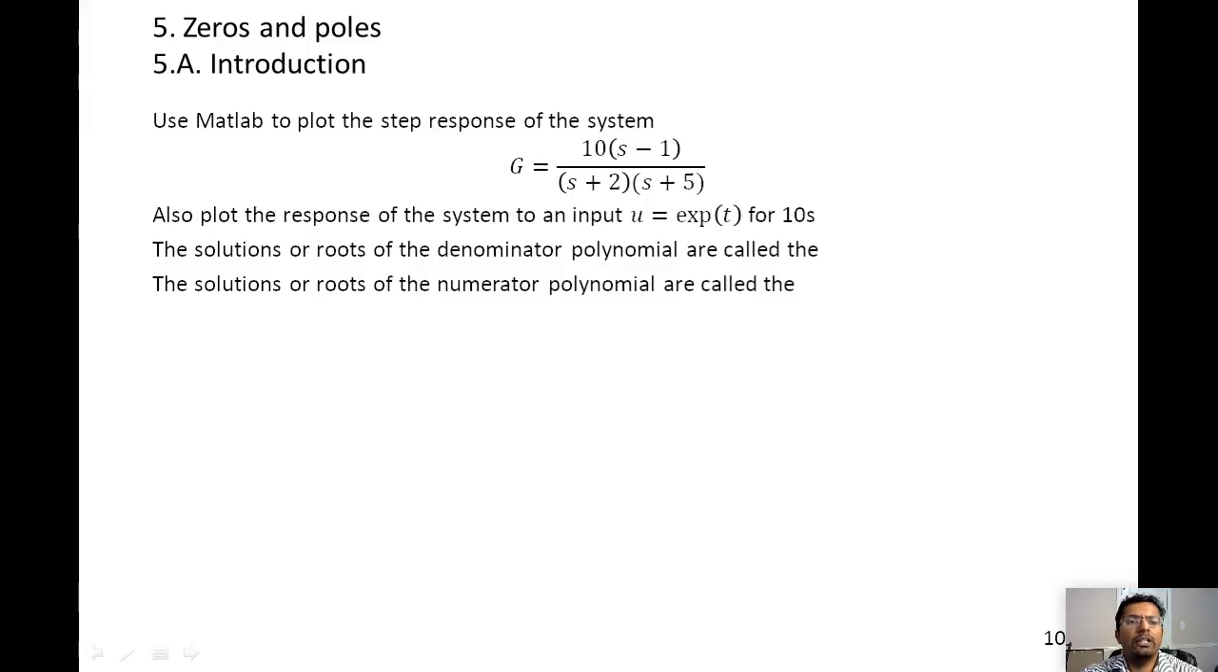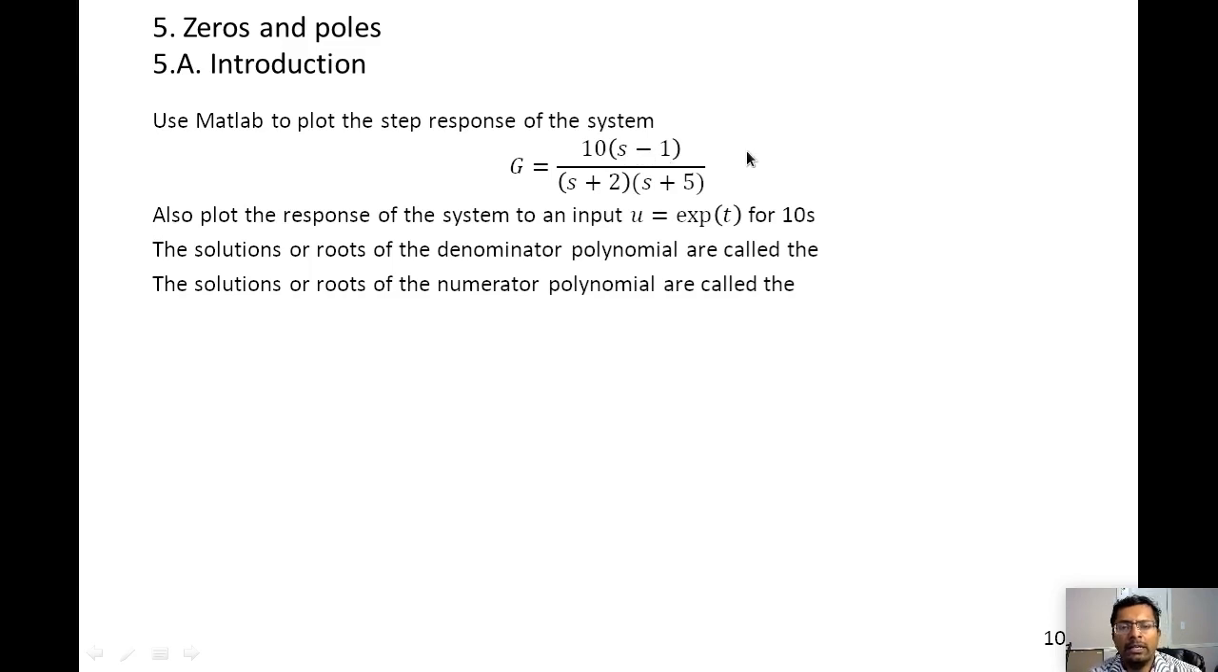All right. So the next concept you're going to be looking at is known as the zeros and poles of a transfer function or a system. So we're going to use MATLAB to plot the system 10 times s minus 1 divided by s plus 2 times s plus 5 to the input e to the t for 10 seconds. So we are going to look at the transfer function over here.